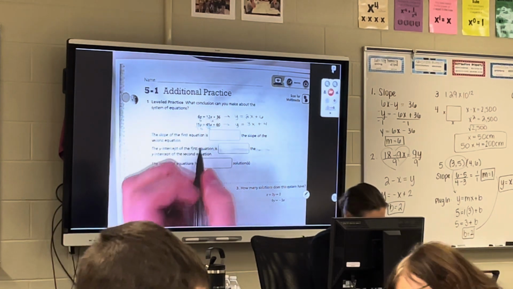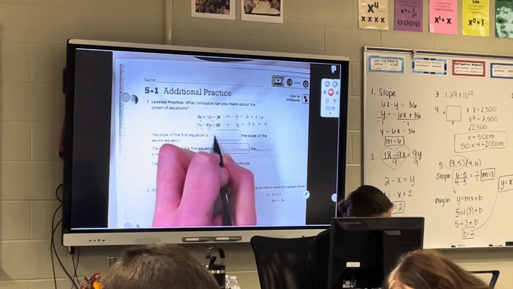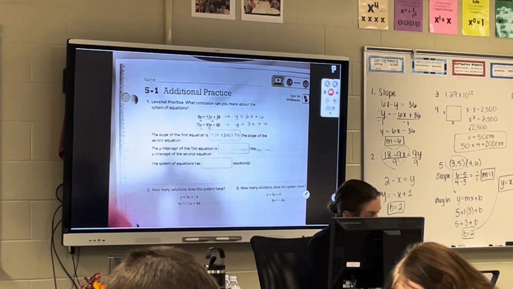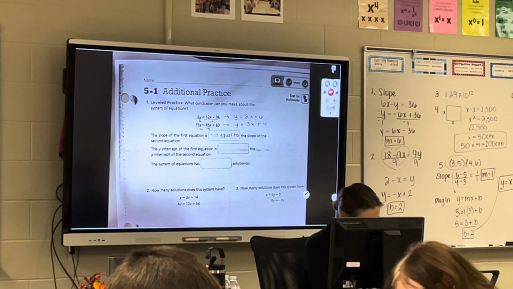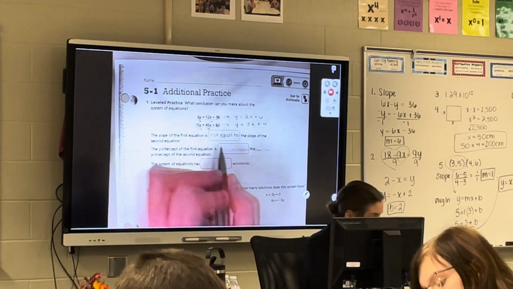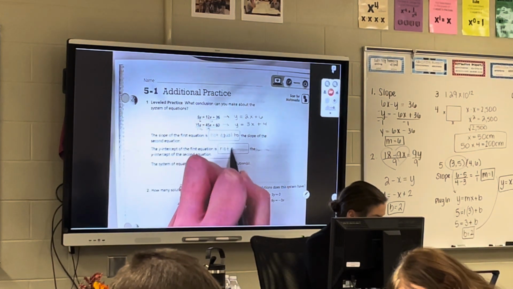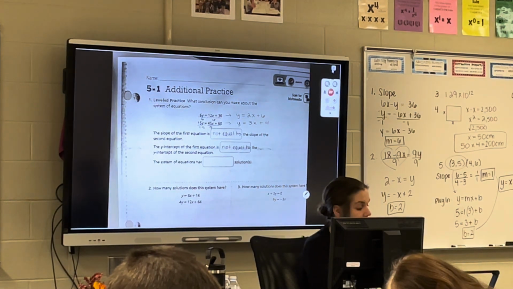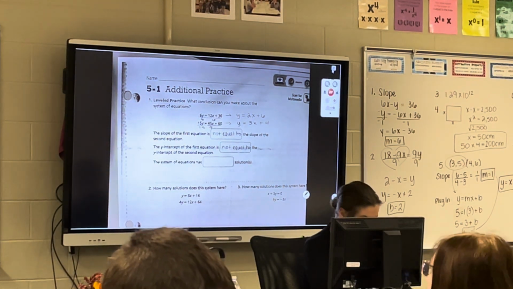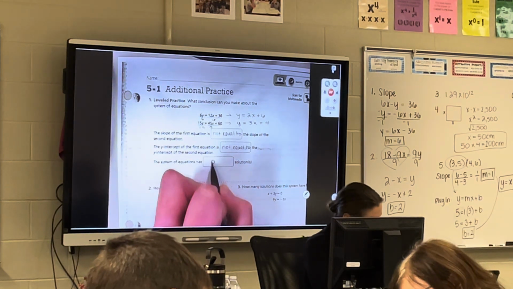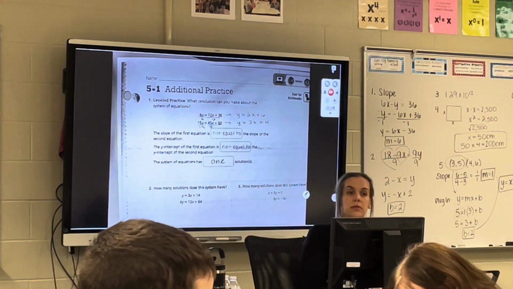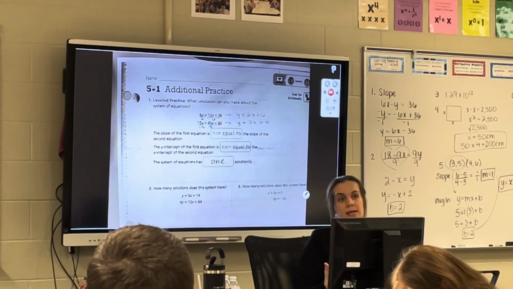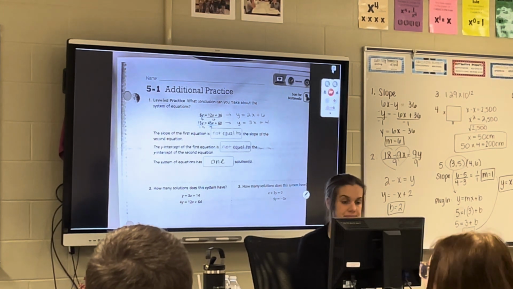The slope of the first equation is not equal to the slope of the second equation. The y-intercept of the first equation is not equal to the y-intercept of the second equation, which means there is one solution. So really, you're just looking at the slope and the y-intercept and then making a conclusion.